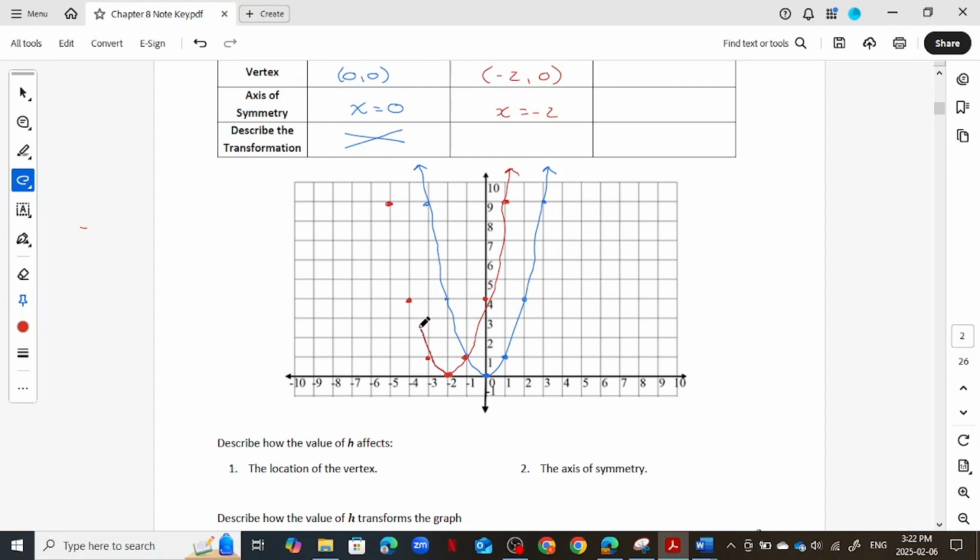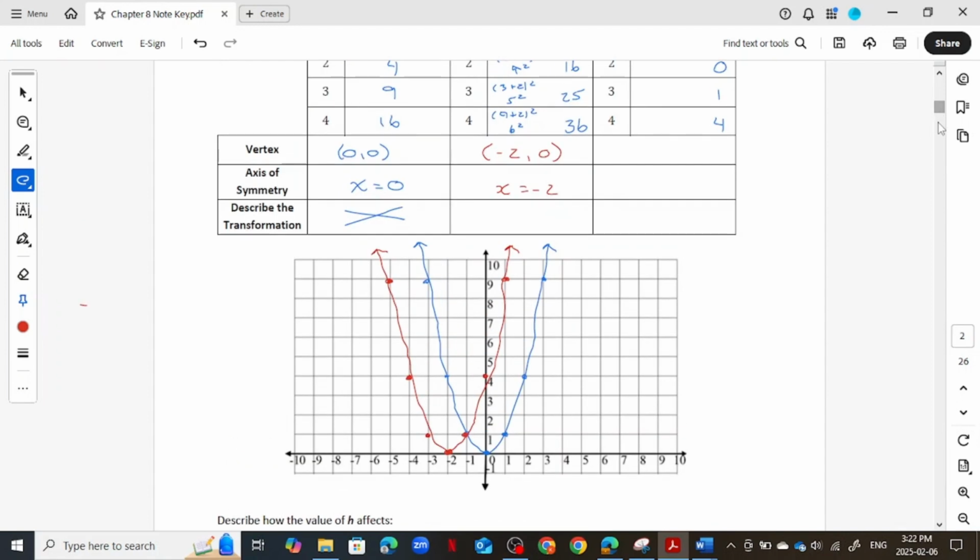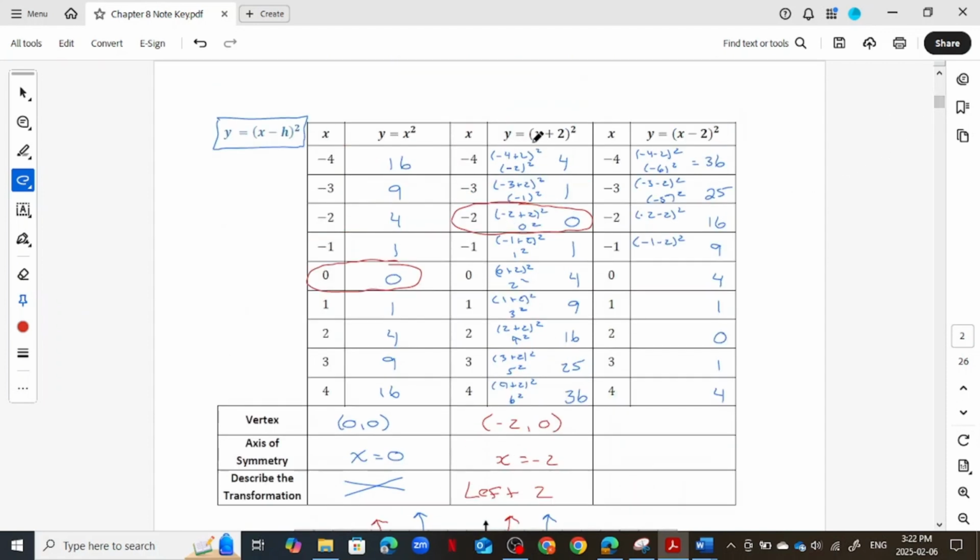But how would you describe the graph? Where did it go? So if I was going to describe how this red graph compares with this blue graph, what would you say? Well, it's gone to the left too, which is kind of weird, right? So the equation said x plus 2 all squared, and that made my graph go left 2.